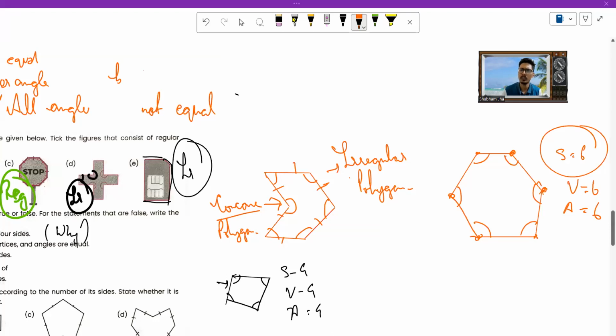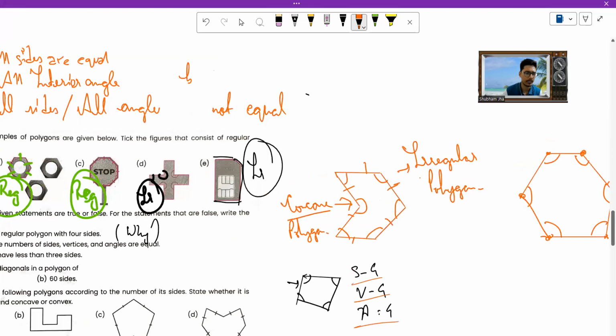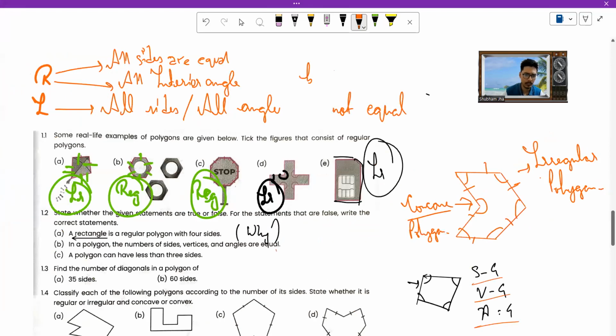So we have learned that if the number of sides of a polygon is 4, then the number of angles and the number of vertices will also be 4. Also, if the number of sides of a polygon is 6, which is the hexagon, the number of vertices and the number of angles will also be 6. Therefore, this is my true. This is my false. I have already stated the reason.